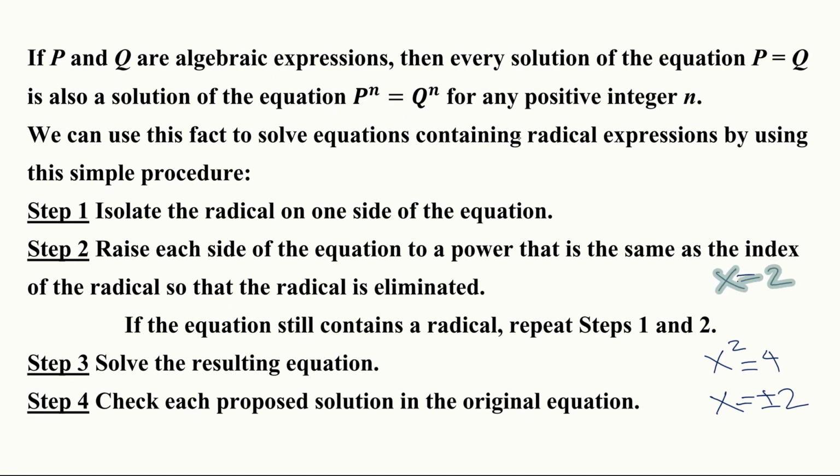All right, so now the way this is going to help us is basically when we get an equation containing radicals, we're going to use these 4 steps. We're going to isolate the radical on one side of the equation, and then we're going to raise both sides of the equation to a power that is the same as the index of the radical so that the radical becomes eliminated on that side. And at times, even after you do that, there's still some radical expressions left. So if that's the case, you're just going to repeat steps 1 and 2.